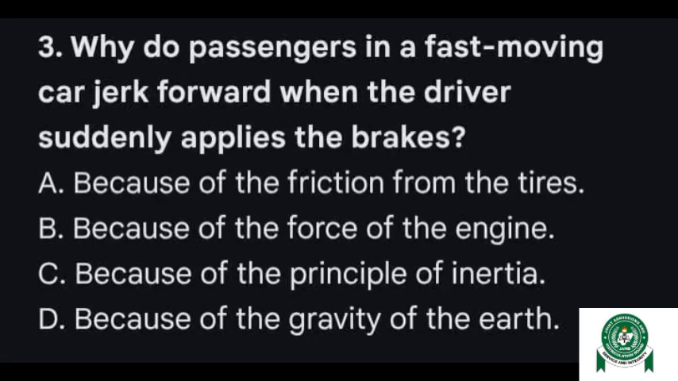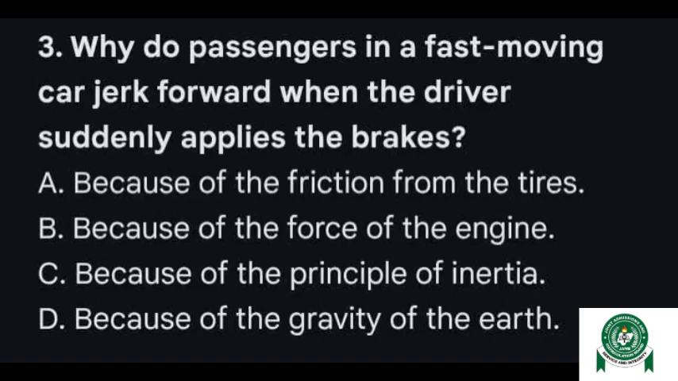The third question is very technical, so you need to pay attention. It says, why do passengers in a fast-moving car jerk forward when the driver suddenly applies the brakes? A. Because of the friction between the tires. B. Because of the force of the engine. C. Because of the principle of inertia. And D. Because of the gravity of the earth.